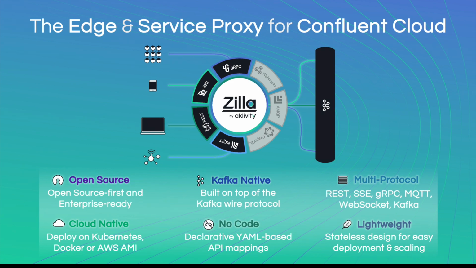At Acclivity, we're pioneering event-native API infrastructure by way of a multi-protocol agent service proxy called Zilla. With Zilla, you can define open and async APIs that browsers, IoT devices, and microservices can use to seamlessly consume and produce data in and out of Kafka, or more specifically, Confluent Cloud.